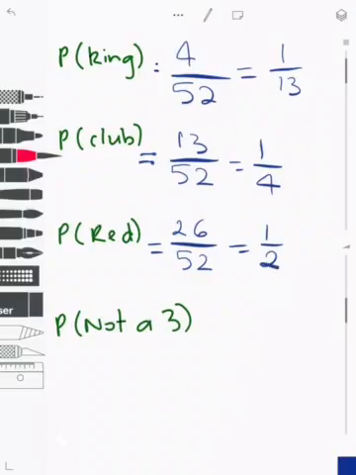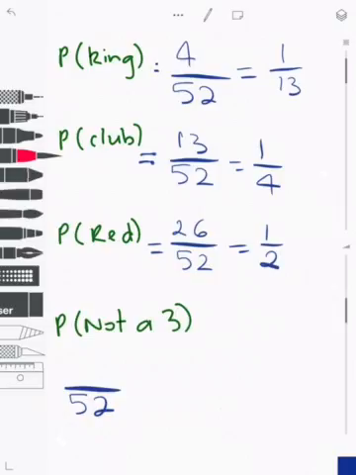The next one says, what is the probability of getting not a 3? Now, we call this in probability complementary events, or events that are opposite to what normally happens or what we don't want. So the complementary event of 3, what is the probability of not getting a 3? So let's start by writing our sample space down first, which is 52. Now, how many 3s do we have? We have 3 of clubs, 3 of diamonds, 3 of hearts, and 3 of spades. We have 4 3s within our deck.